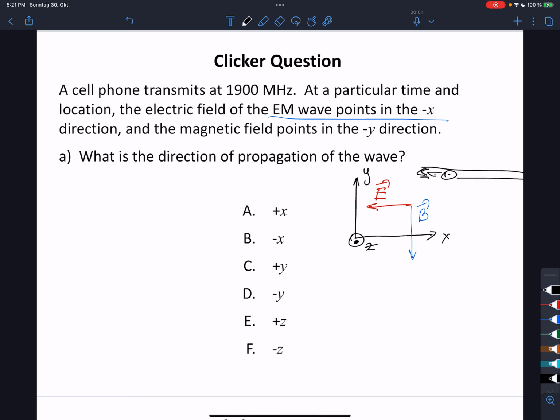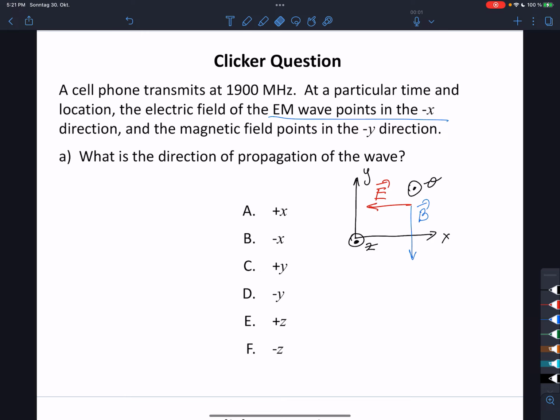So in this, this is our hand. Then we bend our fingers, right? So we bend our fingers like this, in the direction of the magnetic field, and then the thumb will define the direction of the propagation. So in this case, it's the positive z direction. Positive z direction. So let's just plot this direction of the propagation. We will be in the positive z direction.